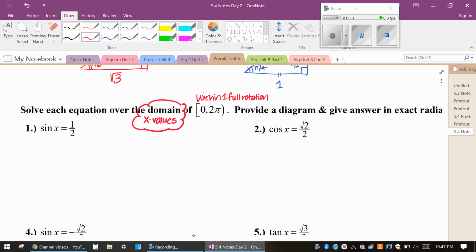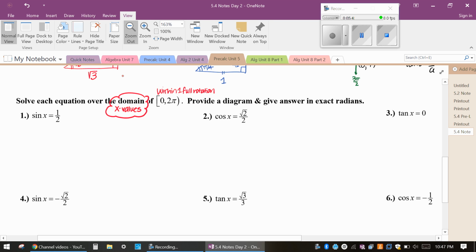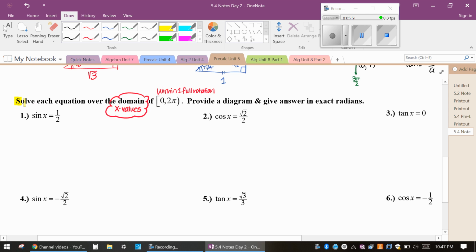Make sure that you pause the video and write down the directions for these problems. Make sure you write down the full directions. Solve each equation over the domain of bracket 0, comma 2 pi. Provide a diagram and give your answer in exact radians. Remember that brackets mean that you can include 0, but parentheses mean that you can get really close to 2 pi, but it can't hit exactly at 2 pi. That's what the parentheses mean.